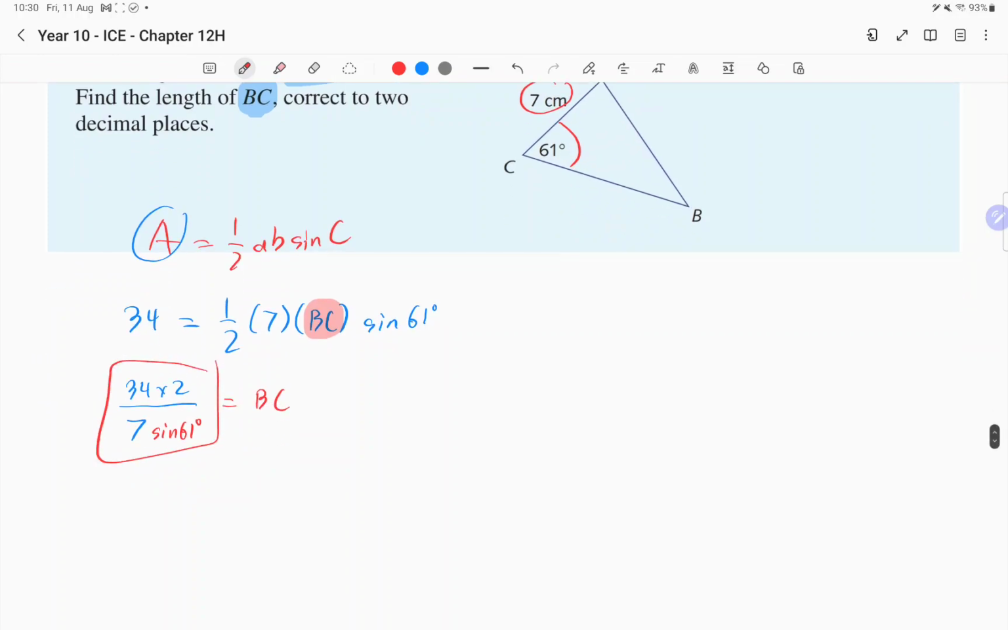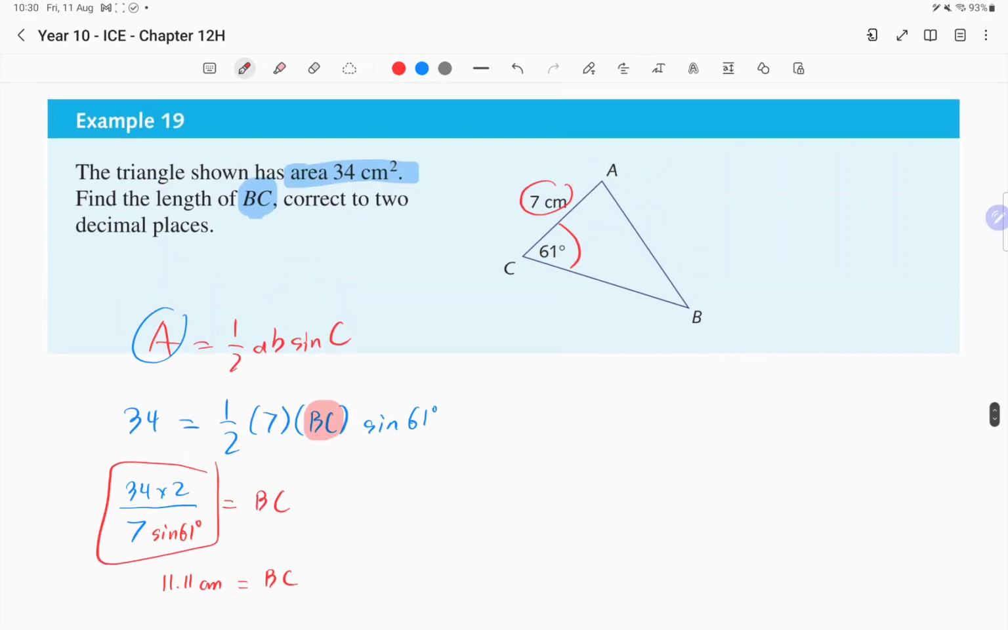Punch this whole thing into the calculator and you should get the answer for BC, which should be 11.11 centimeters to 2 decimal places. And that's how you solve for a side given a certain area. Make sure to redo these two examples before you move on to the exercises in the textbook.